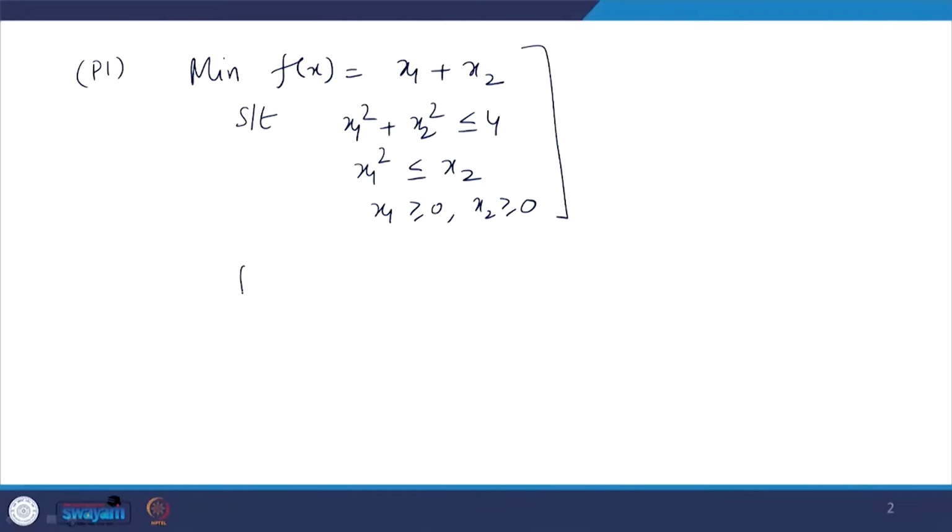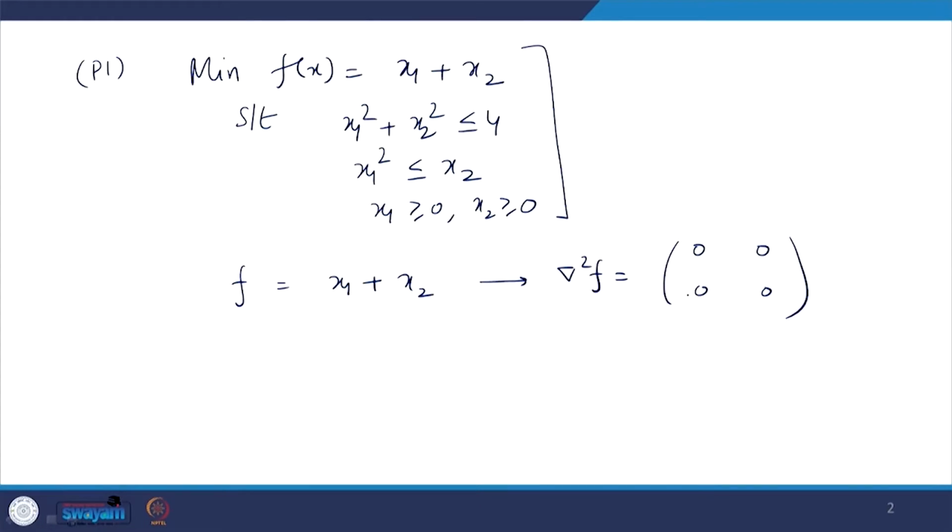What is the objective function here? The objective function is x1 plus x2. What is the Hessian matrix of this function? The Hessian matrix is simply 0, 0, 0, 0. Or you can directly say that since the objective function is linear and a linear function is obviously convex, hence f is convex. Or you find the Hessian matrix comes out to be a null matrix, and a null matrix is basically a positive semi-definite matrix. So, we can say that this function is convex.